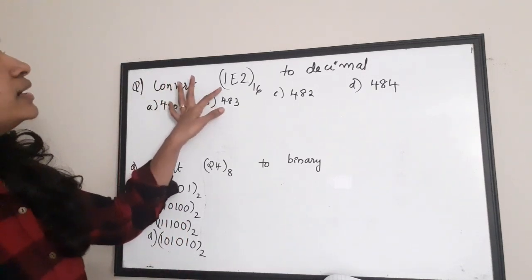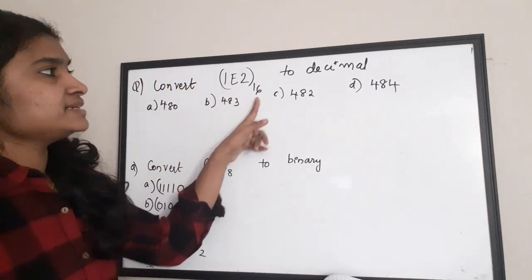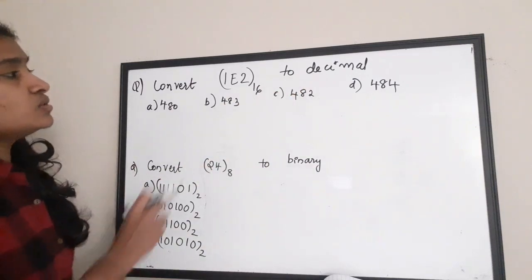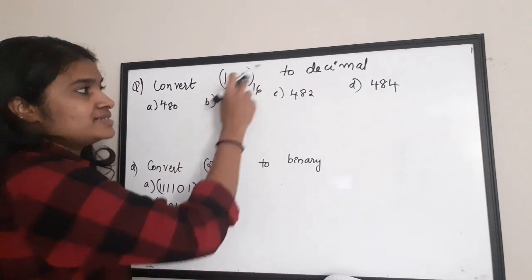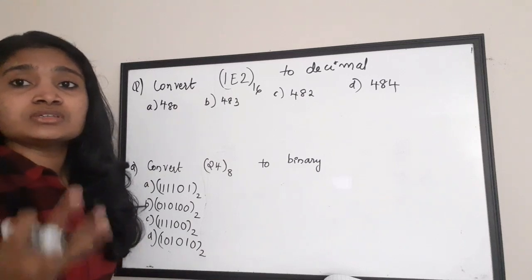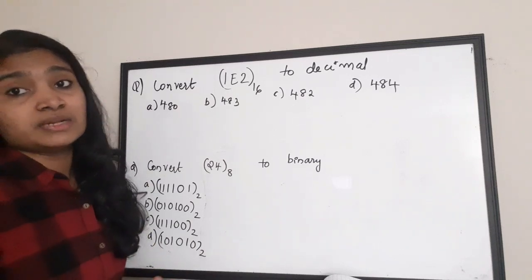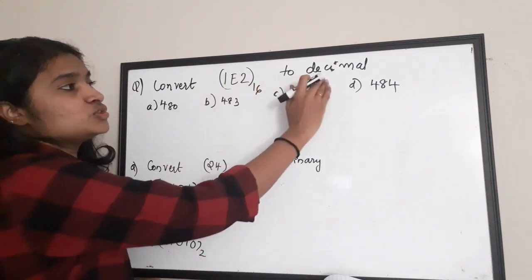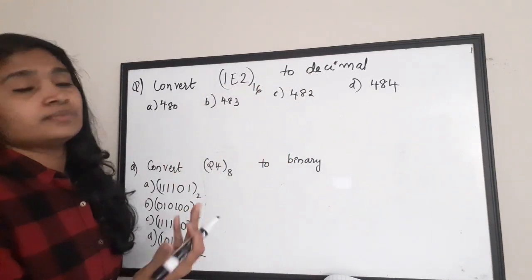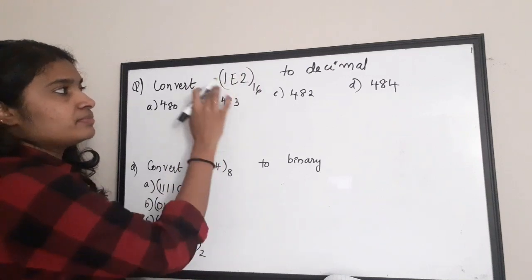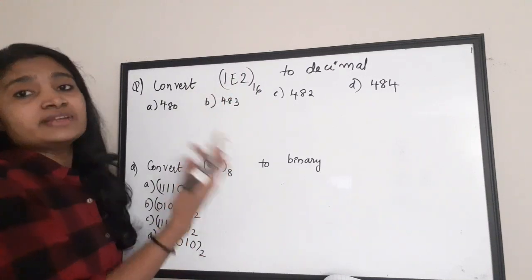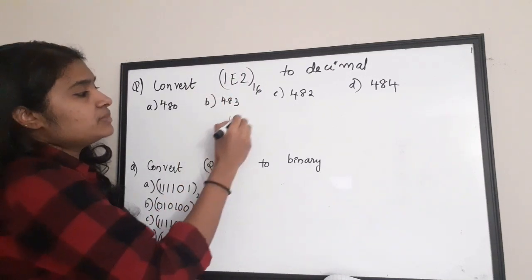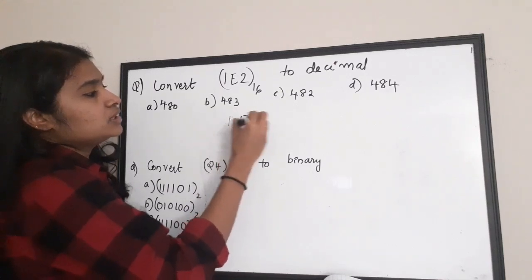Convert 1E2 to the base 16 to decimal. So 1E2 to the base 16 means it is represented in the hexadecimal number format. That means to the base of 16. We need to convert it to decimal, that is to the base 10. So how to convert this number in hexa to decimal very fast? I'll show you. The number is 1E2, right?